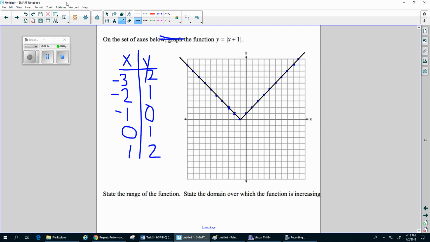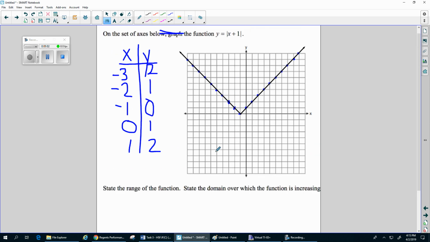We're done graphing. Let's read our question. State the range of the function. State the domain over which the function is increasing. The range of my function talks about my y values. I notice all my y values have to be above this point, which is y equal to 0. So if all my y values have to be greater than that point, we want to say that y is greater than or equal to 0.